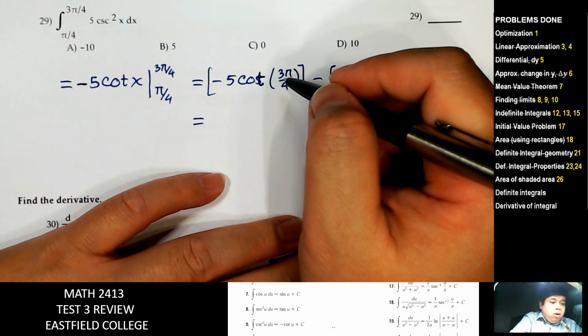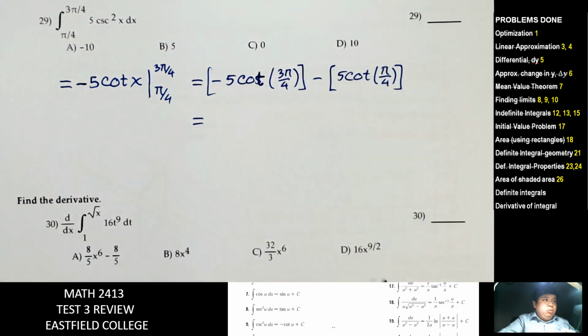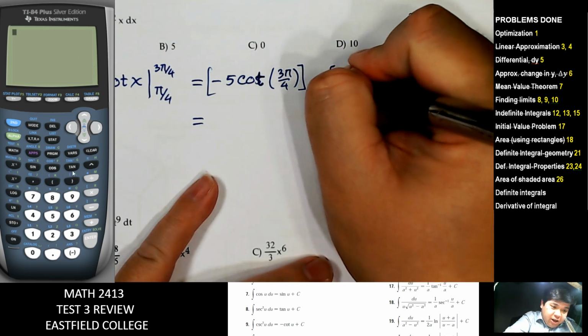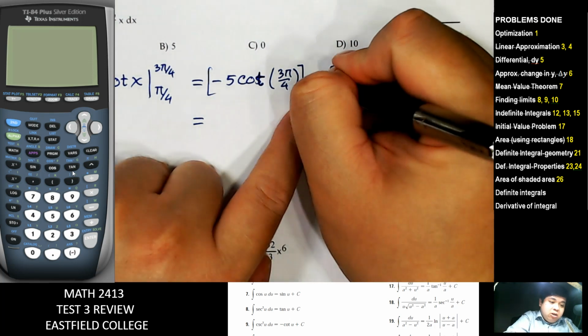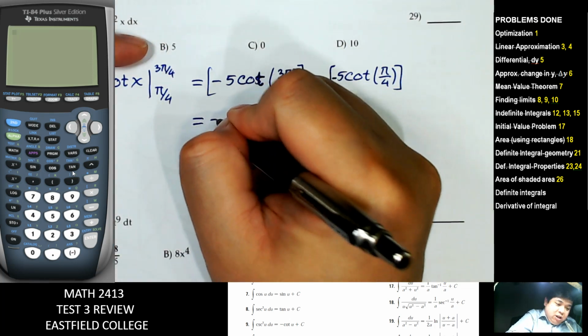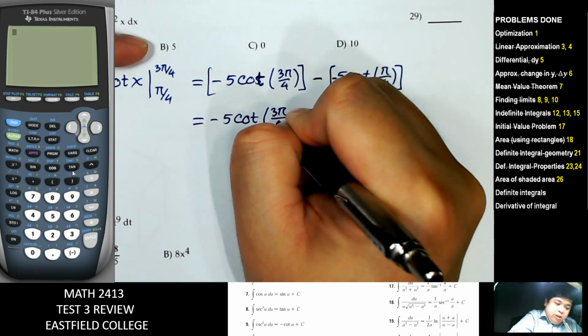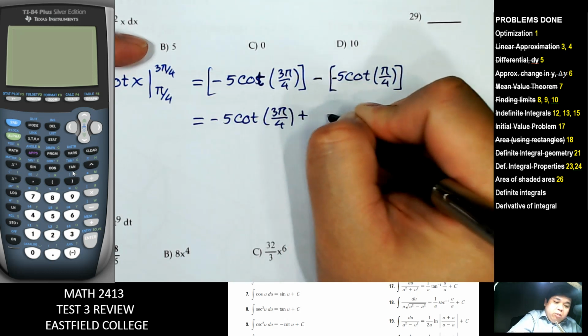Cotangent of 3 pi over 4, if we use the calculator, we do not have cotangent but we have tangent. I forgot the negative sign here. Pretty much the same function but the minus. So let's rewrite that. Cotangent of 3 pi over 4, that's going to be a plus.